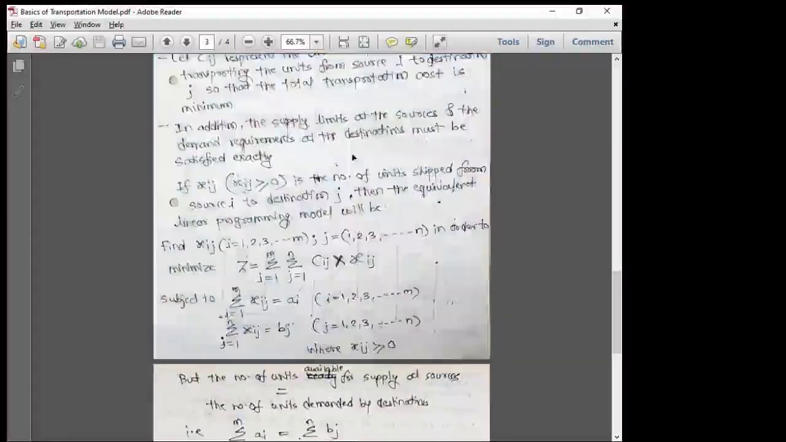So I should know the production capacity of the factories at Pune, Mumbai, and Pimpri Chinchwad. And I should also know the demand requirements of the destinations, that is, the demands of the warehouses located at Kasbapet, Akurdi, Mulund, and Kalyan, right? So now let's particularly understand.